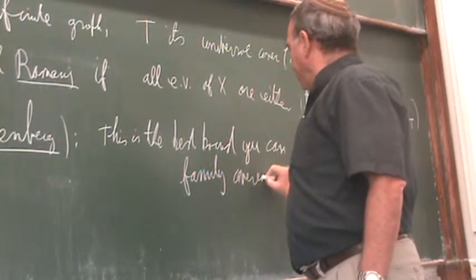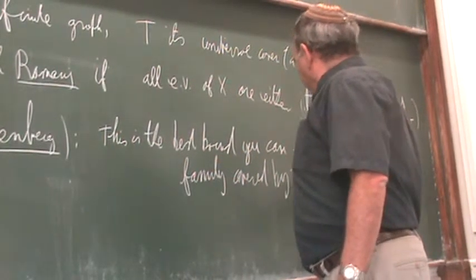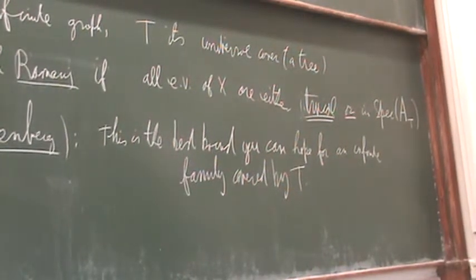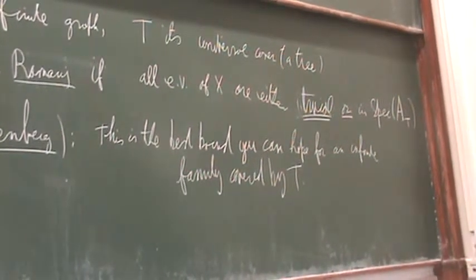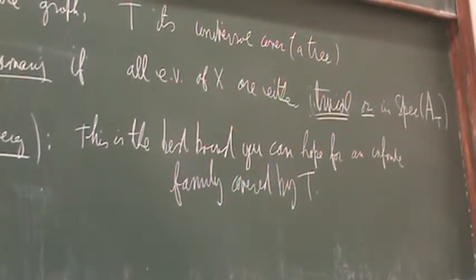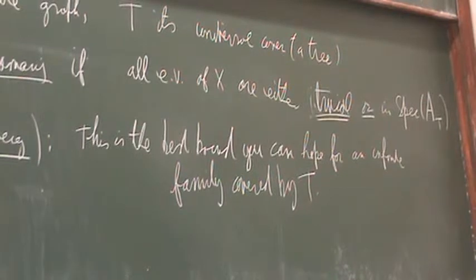covered by T. So what will be the analog of the K-regular graphs that we talked about before? An analog of K-regular graphs that we talked about before will be all graphs covered by the same tree, T. If this tree is the K-regular tree, then the finite graphs covered by it are exactly the family of all K-regular graphs.